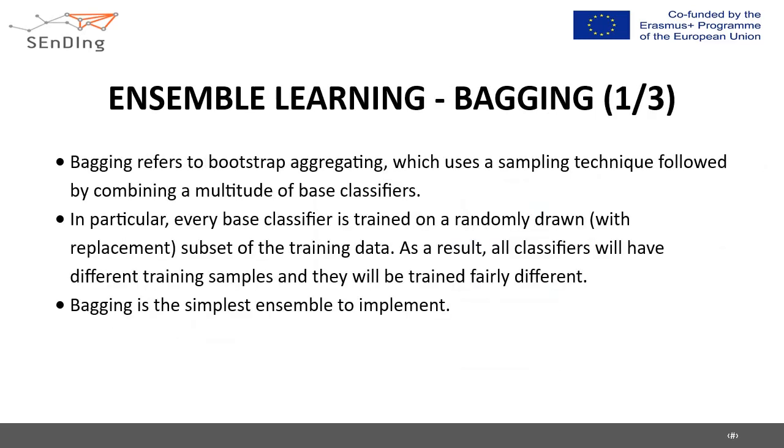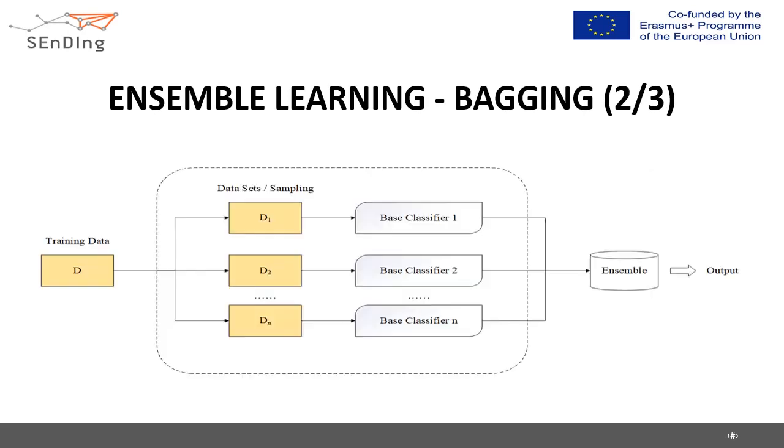Bagging refers to bootstrap aggregating, which uses a sampling technique followed by combining a multitude of Bayes classifiers. In particular, every Bayes classifier is trained on a randomly drawn, with replacement, subset of the training data. As a result, all classifiers will have different training samples and they will be trained fairly different. Bagging is the simplest ensemble to implement. In the figure, we see the main workflow of the bagging ensemble method.